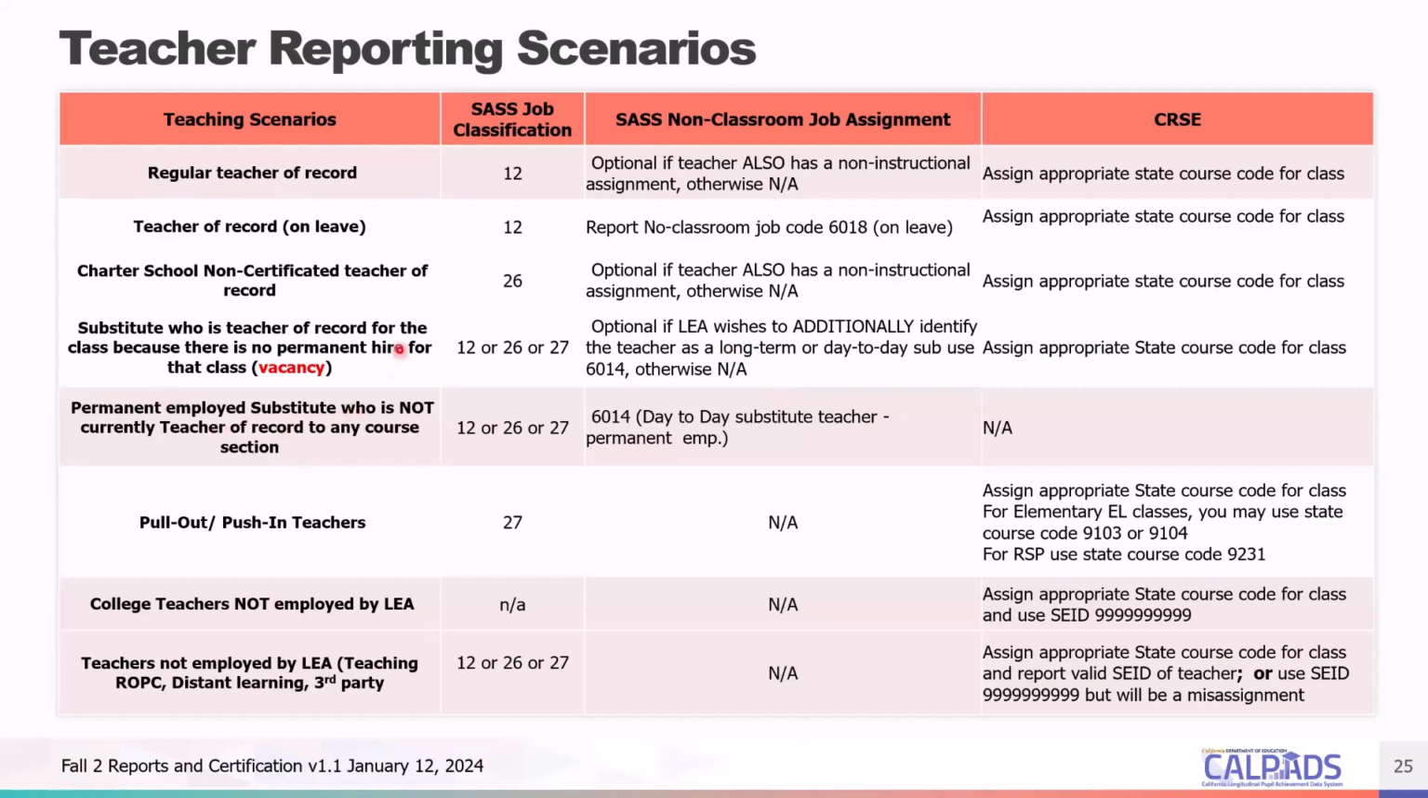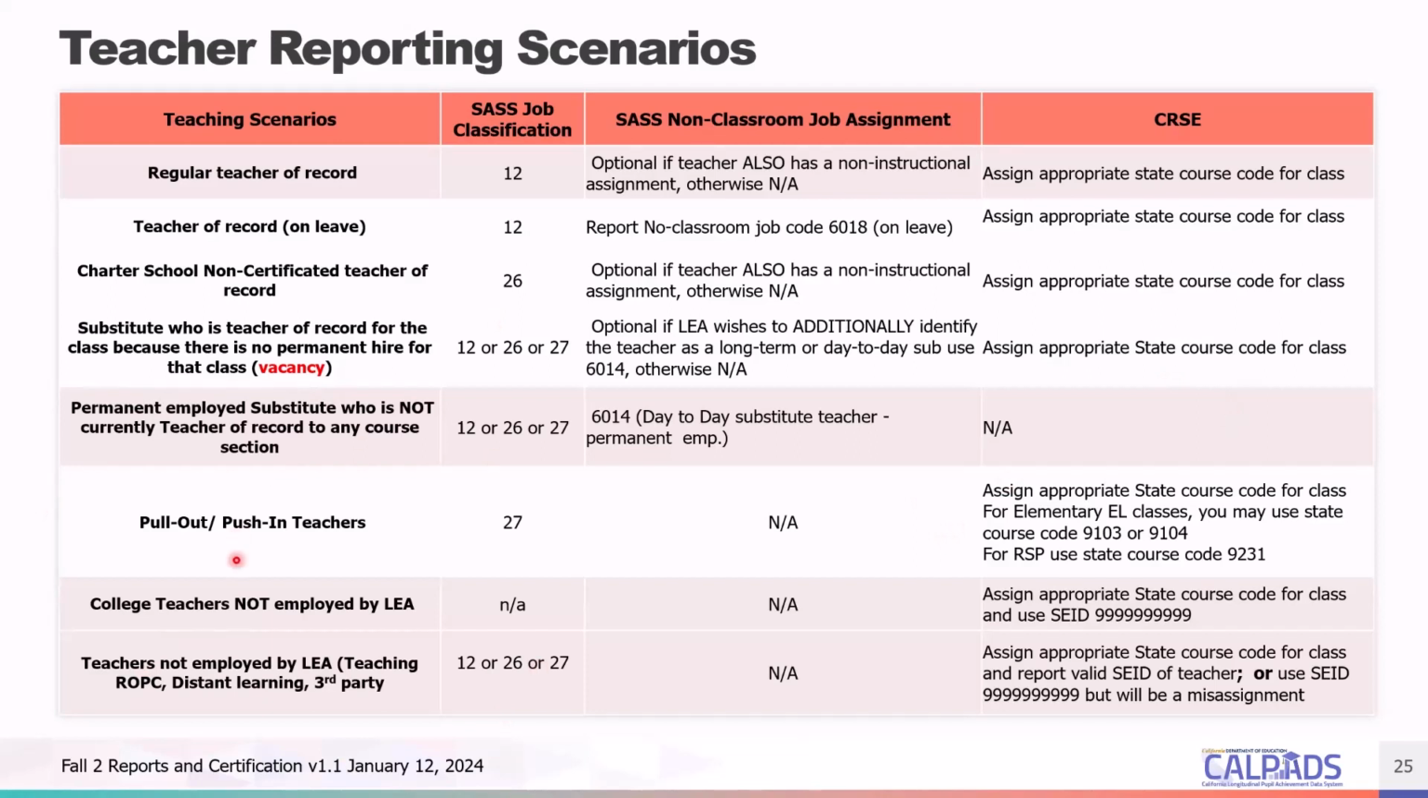You also have here the vacancy. So when do you report a substitute teacher? You only report that if there is a vacancy for that specific class, meaning there was no permanent hire, there was no teacher of record on census day for that class. If that's the case, you report the SEID of the substitute teacher who was teaching the class on census day. Okay.